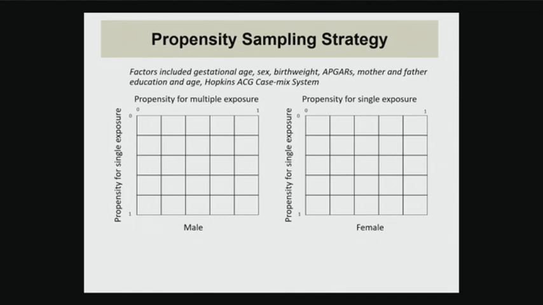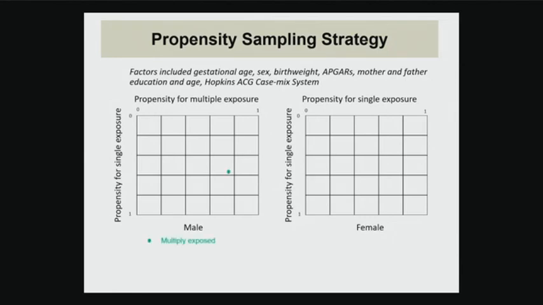So we calculated a propensity score for requiring anesthesia based on the factors that you see up there. That included use of the Hopkins ACG case mix system, a measure of overall medical utilization and comorbidity. We then created 50 strata that balanced on the y-axis the propensity for single anesthesia exposure and the propensity for multiple anesthesia exposure on the x-axis, both separately for males and females.